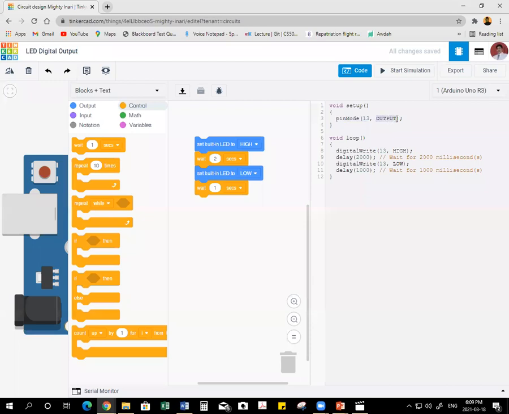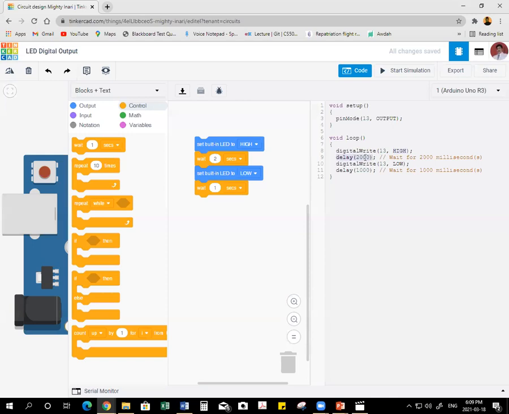What are we giving? We are giving output. If you are taking input from outside, then you have to write input here. Now in the loop we are writing something on the 13th pin. Digital write means digitally we are giving some value on pin number 13, that is high, means we are giving 5 volts. Now how much is your delay?